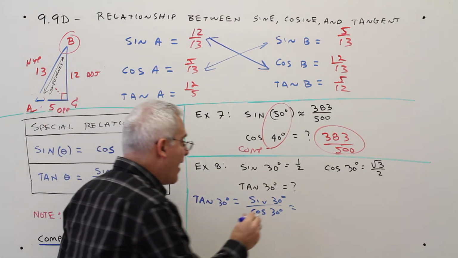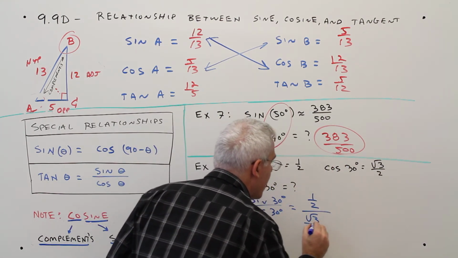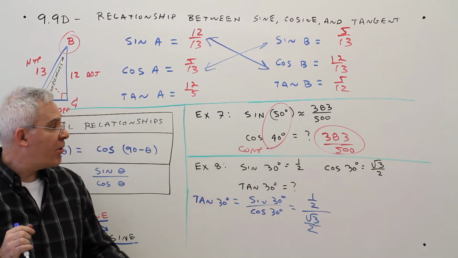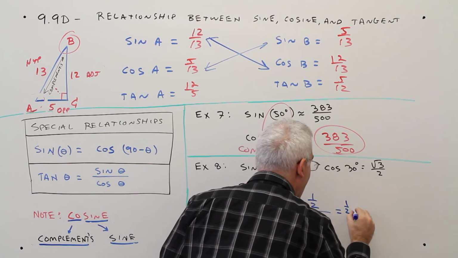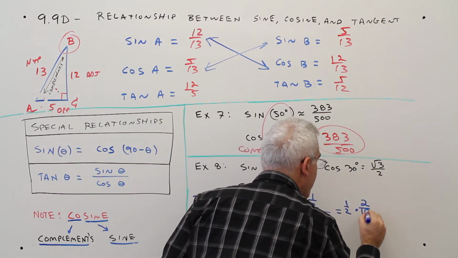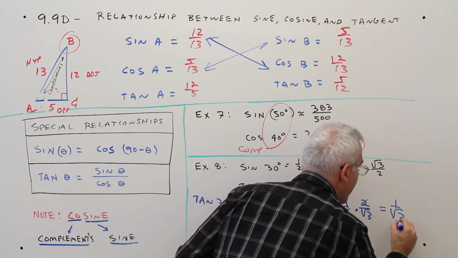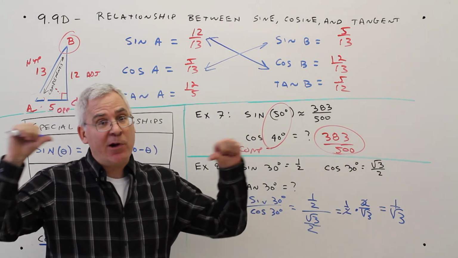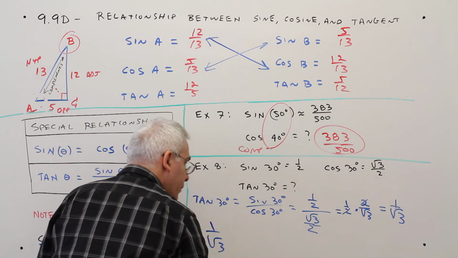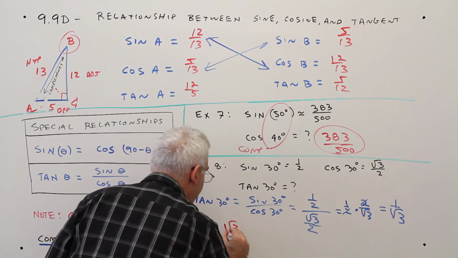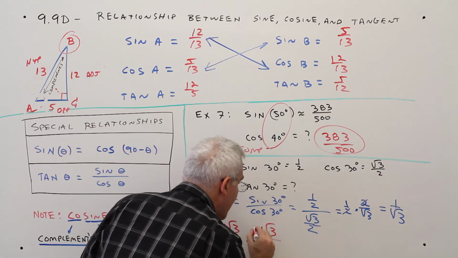Well, it'll be 1/2 over radical 3 over 2. And remember from Algebra 2, whenever you divide, it's like multiplying by the reciprocal. So it'll be 1/2 times 2 over radical 3. The 2's cancel, and I'll get 1 over radical 3. And then remember, we don't like radicals downstairs, so I'll multiply top and bottom by rad 3. And our final answer, radical 3 over 3.